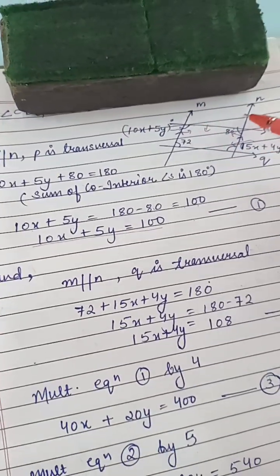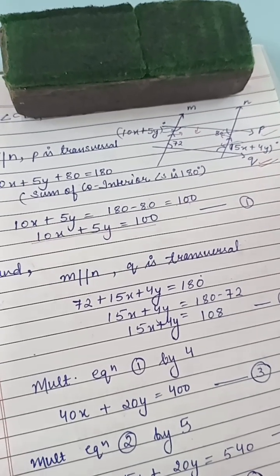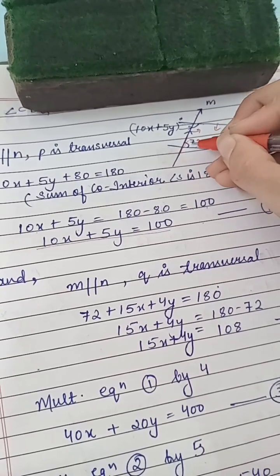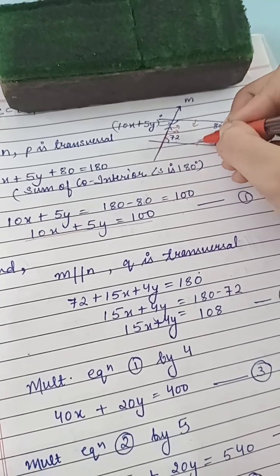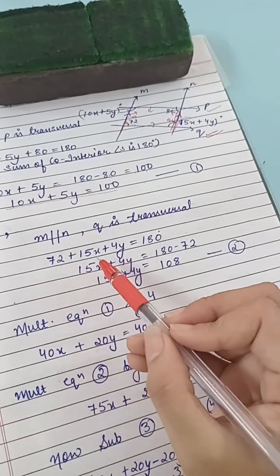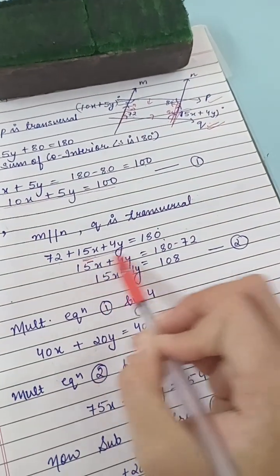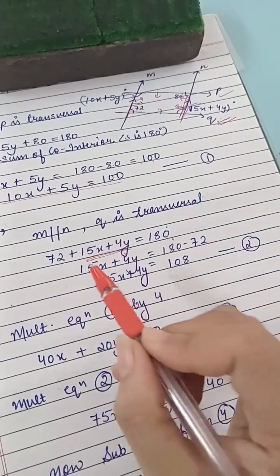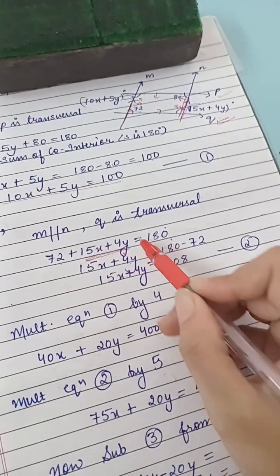Again, M is parallel to N. We have already studied the P transversal. Coming to the Q transversal. Check these two angles which are formed on the parallel lines. 72 and this one. They are interior of the parallel lines and on the same side of transversal Q. Again co-interior. 72, plus 15x plus 4y equals 180. Correct? Are they like or unlike terms? They are unlike terms. 15x plus 4y equals 180.